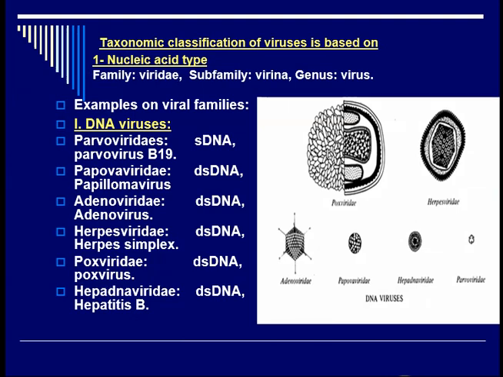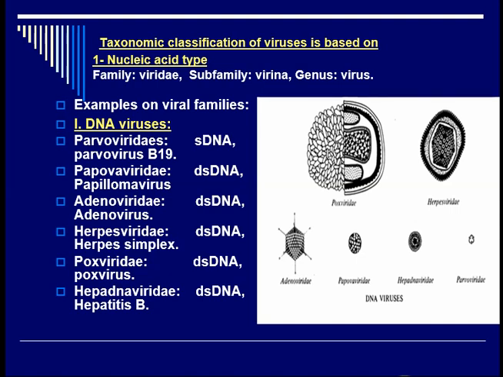Now we will talk about the taxonomic classification of the viruses. The classification of the viruses can be based on: 1. The nucleic acid type of the virus. Generally speaking, the family is Viridae, the subfamily is Virinae, and then the genus. So we can use the nucleic acid type as a basis for the classification of the viruses.